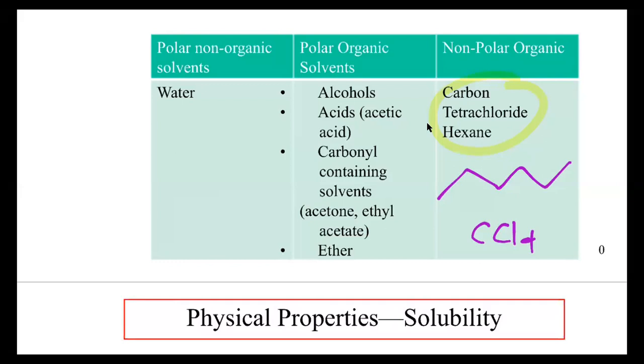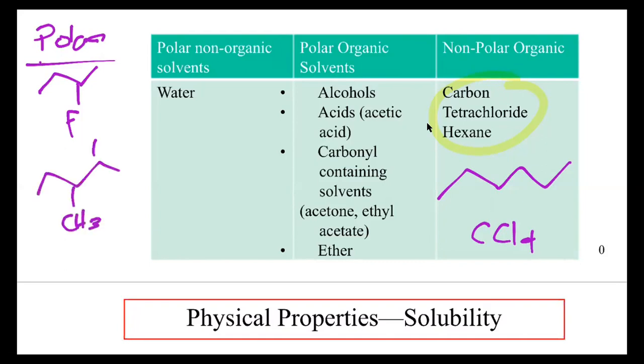So if I have something like, let's see, 2-fluorobutane. Would that be considered polar or non-polar? You have a highly polarized carbon-fluorine bond in it, so something like this would be considered polar. If I have something like 2,3-dimethylpentane, something like that would be considered non-polar. So the types of molecules that you're trying to dissolve are always going to depend on whether or not some type of dipole is present.